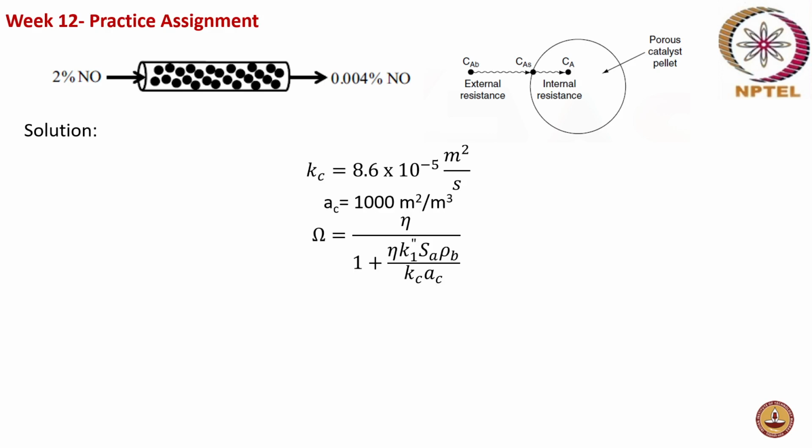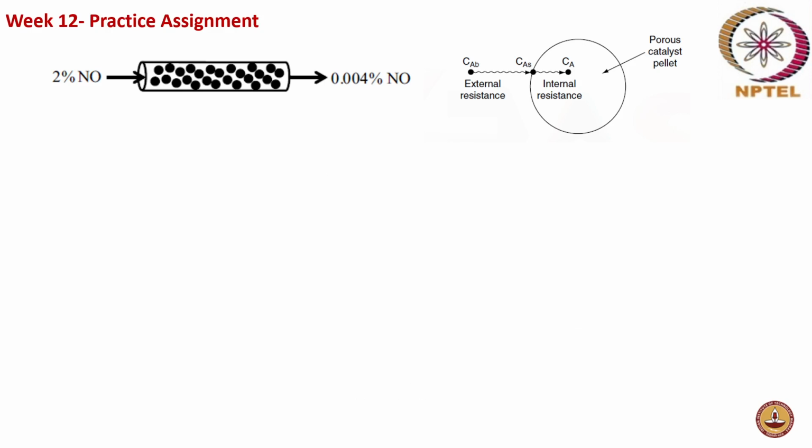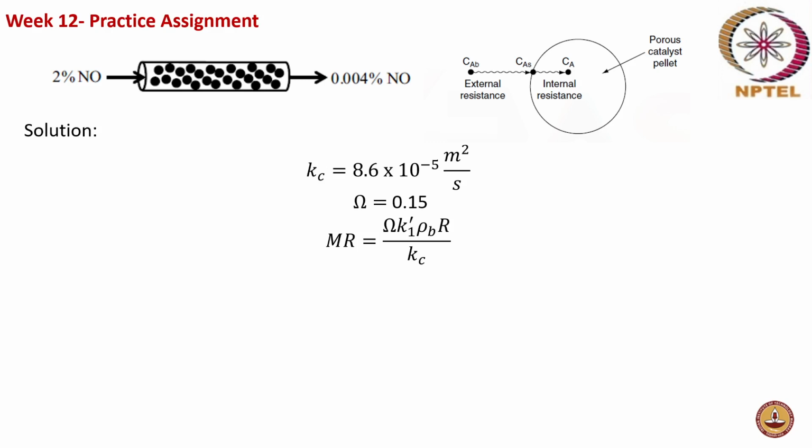Now we can find out the overall effectiveness factor. So overall effectiveness factor is given by eta divided by 1 plus eta into K1 double prime SA into rho B by Kc into AC. Now we have the values of all the terms. So you will end up with the overall effectiveness factor, eta, to be 0.15. So we have the mass transfer coefficient and also the overall effectiveness factor.